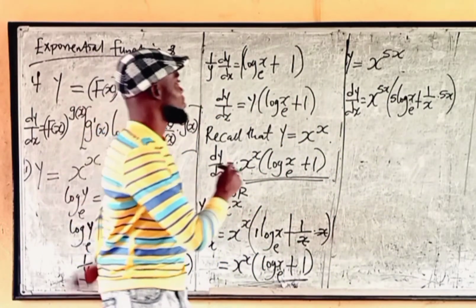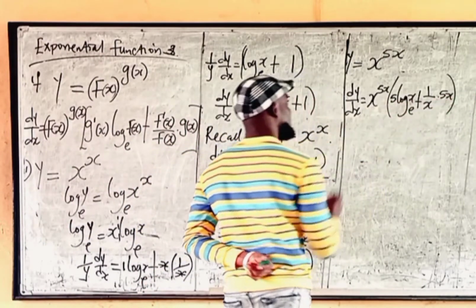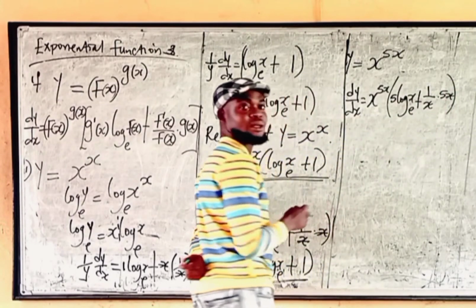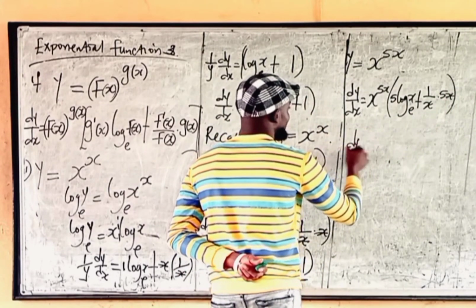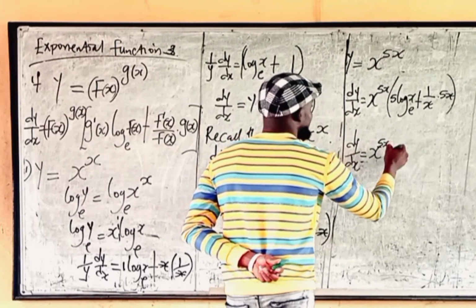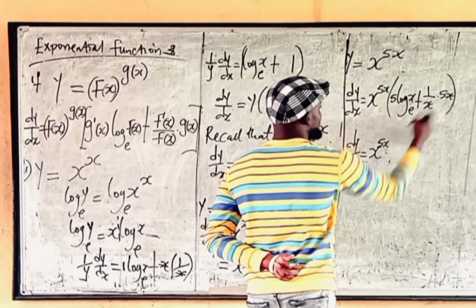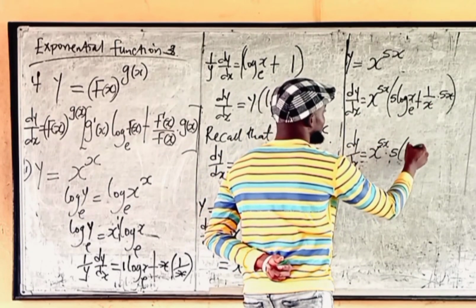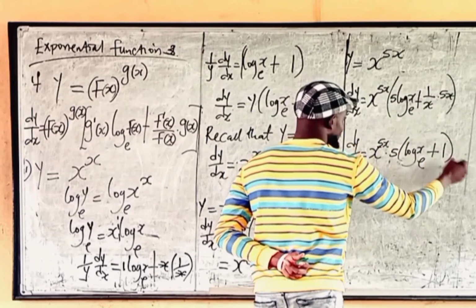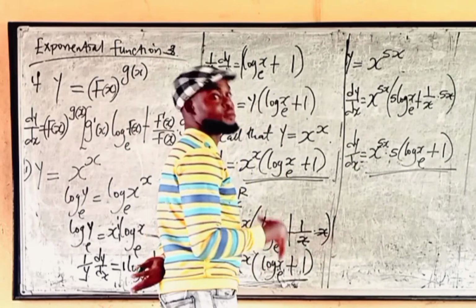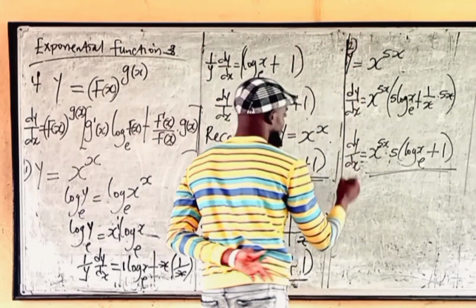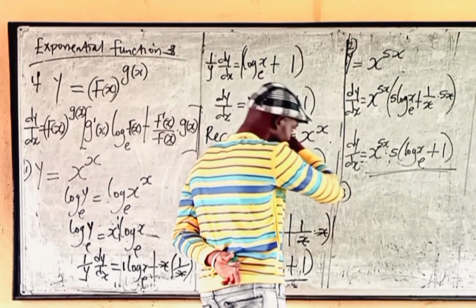Using this formula, we are going to be having 5 is common, we're going to come outside if you wish. Then x, we cancel x. So that we'll be having dy over dx to be equal to x power 5x. Then if you wish, you can bring out this 5 since they are common. That's 5 log x to base e plus, we cancel this, only 1 remaining. That will be the answer to that. So when you are through this, you can try this number 2, then you can try this number 3.